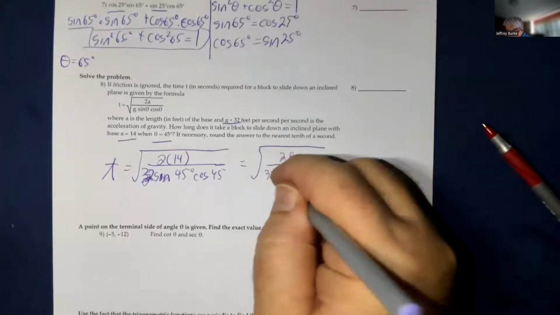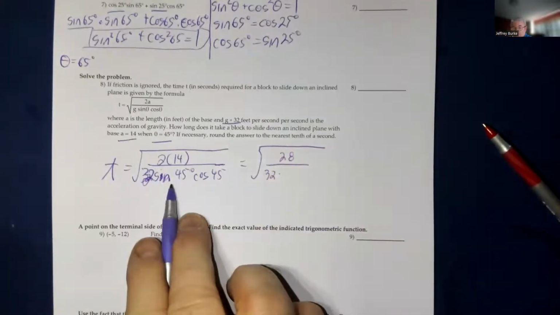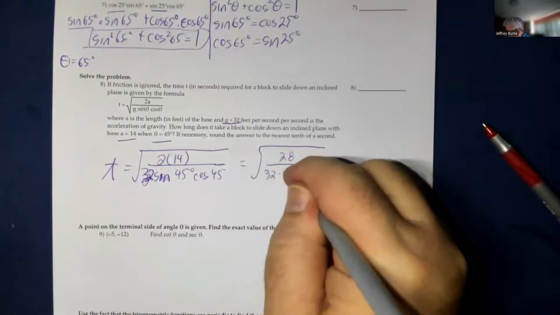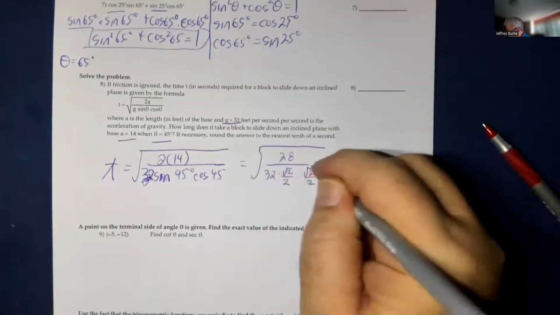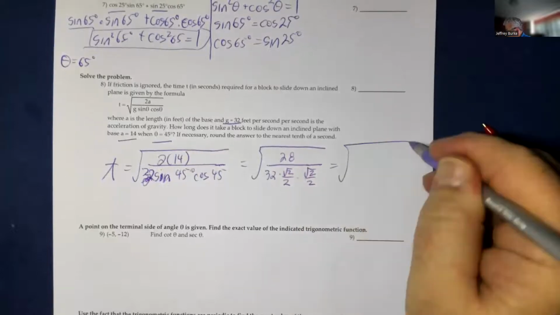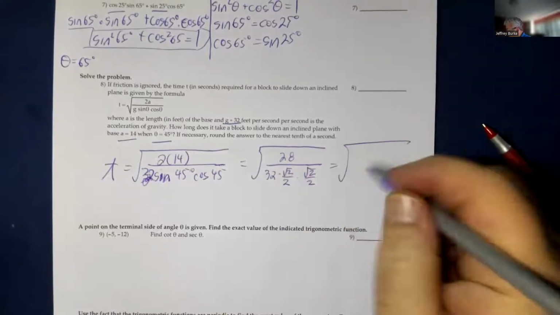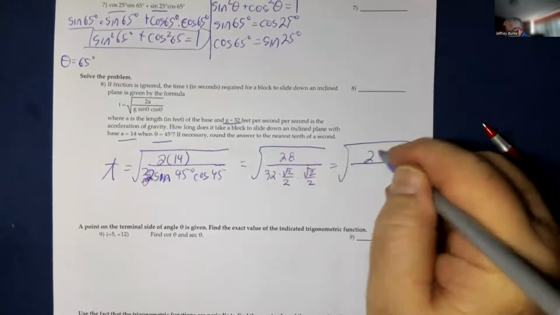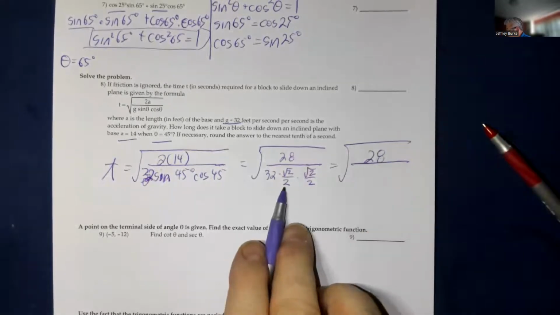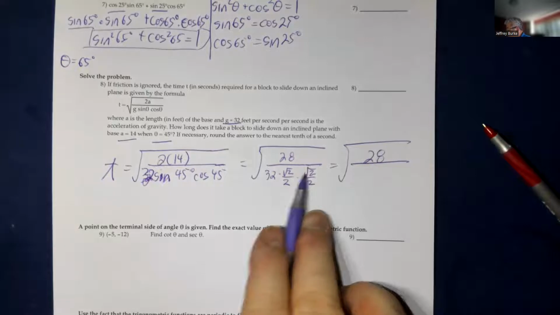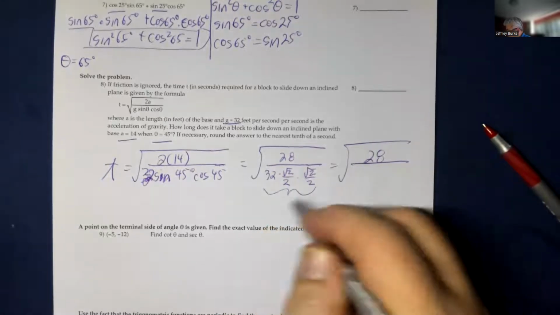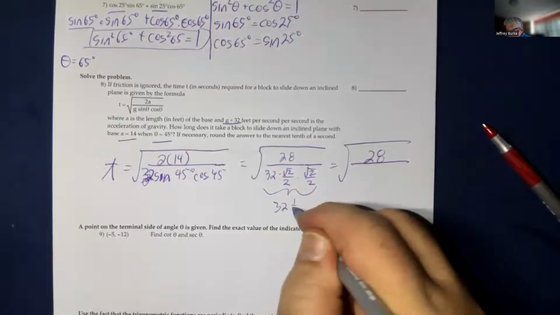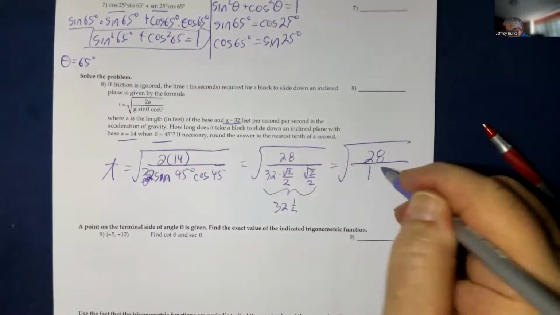We have 32 times, well, sine of 45 is going to be radical 2 over 2. Cosine of 45 is going to be radical 2 over 2. Well, we have 28 on top still. That's not going to be further simplified anymore. Then you have the square root of 2 over 2 times the square root of 2 over 2. This is 2 over 4, which is going to be, if I can simplify this a little bit, 32 times 1/2. So it's going to be square root of 28 over 16.